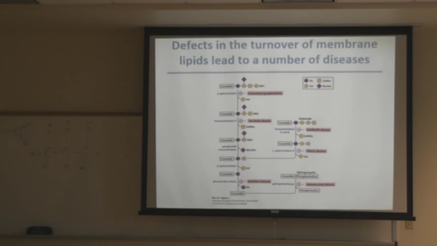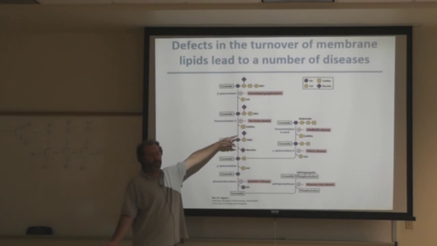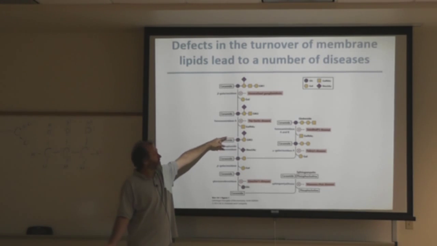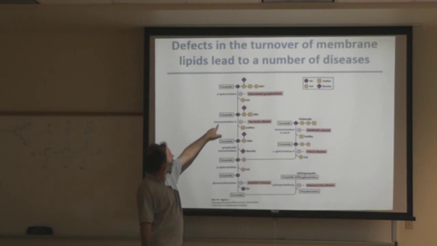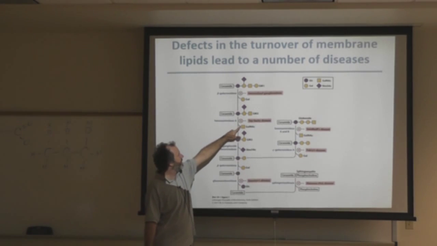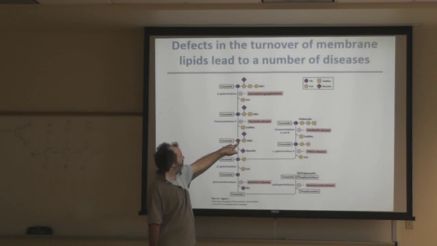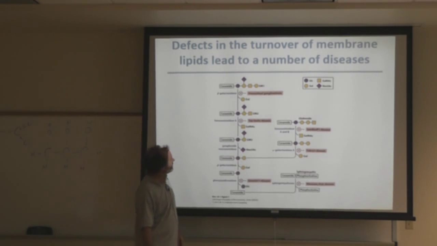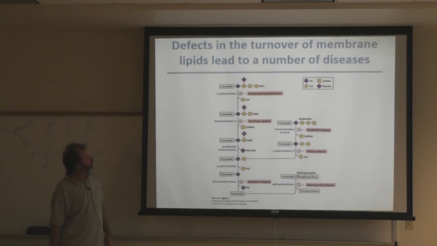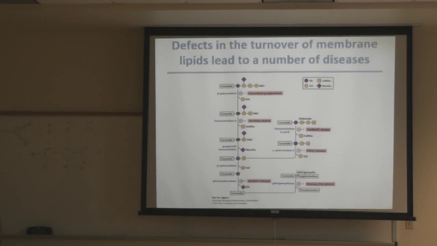So defects in the turnover of lipids lead to a number of diseases. Anybody ever heard of Tay-Sachs disease? No? Yeah, well, I've heard of it before. I don't know the specifics. Yeah, so that's if you don't have hexosaminidase, you'll lack the ability to make GM3 from GM2. So it limits your turnover of your gangliosides.